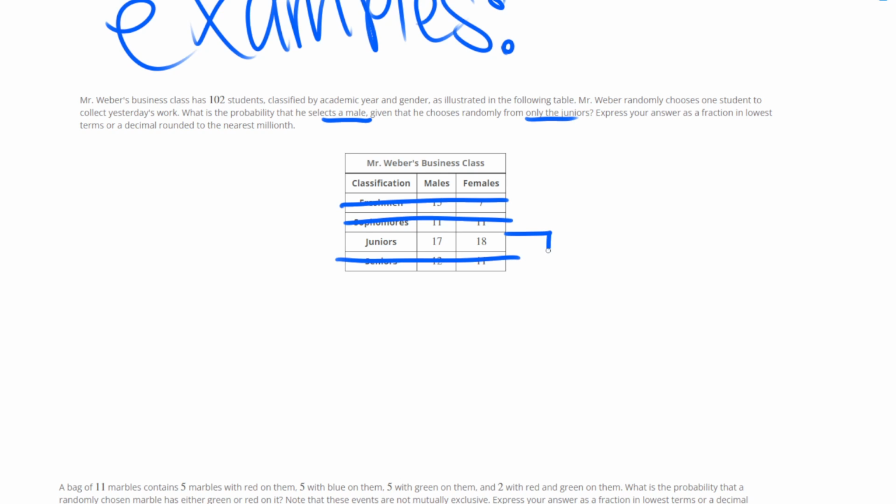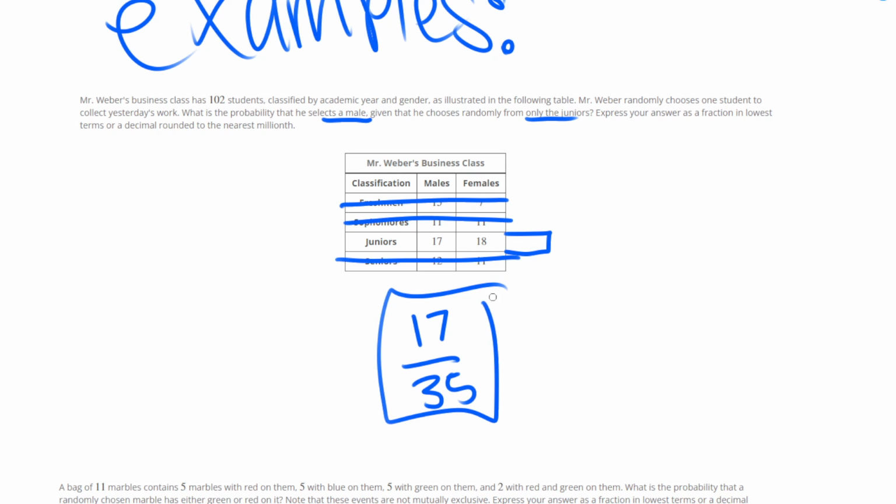We want to find out how many juniors there are, because he's only choosing from the juniors, and that would be 17 plus 18, which is 35. So there's 35 juniors in total, and there's 17 males. So it's going to be 17 over 35. That's going to be our probability, if that makes sense.